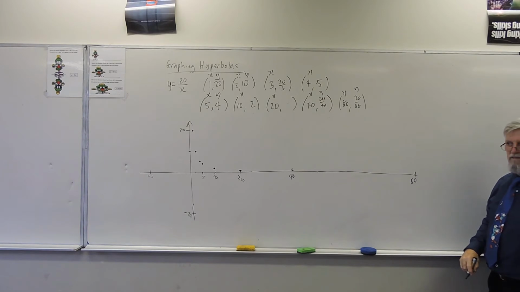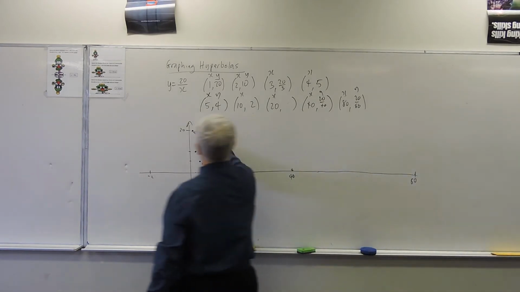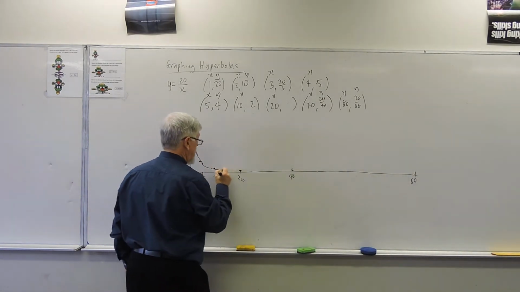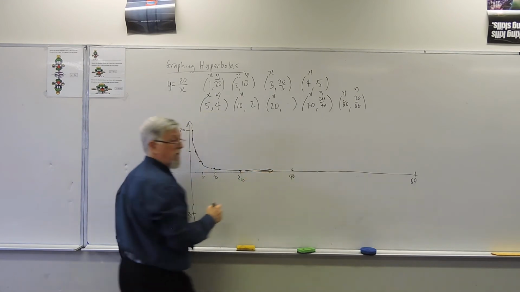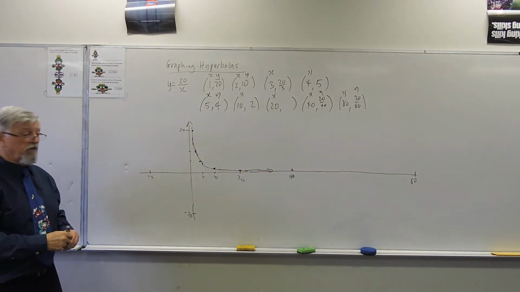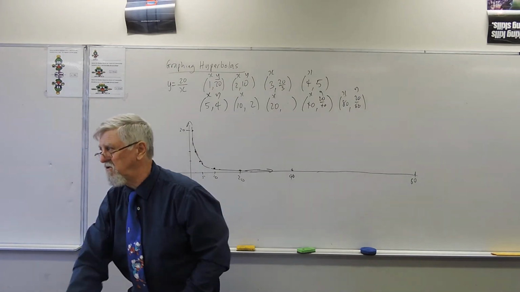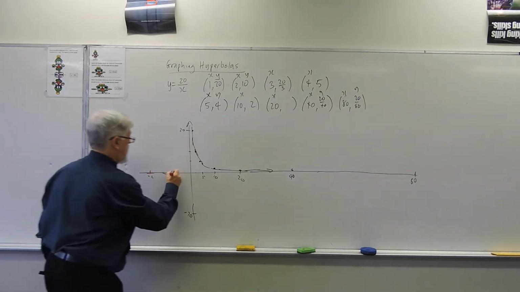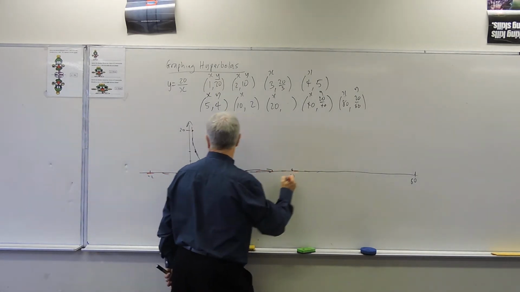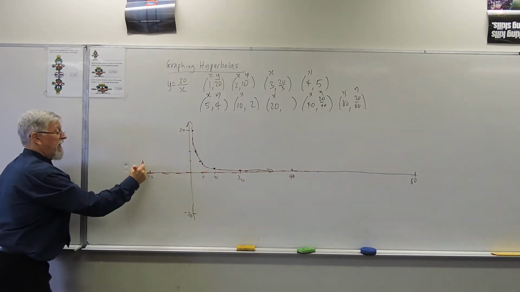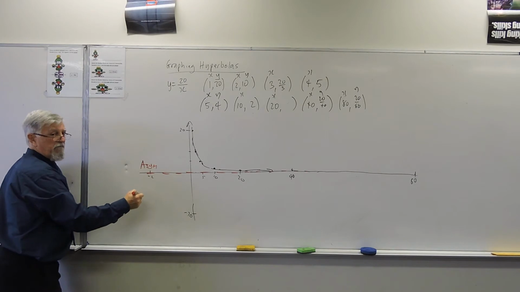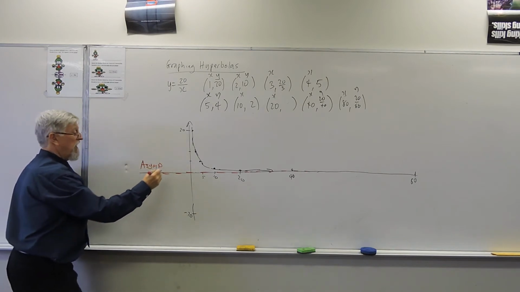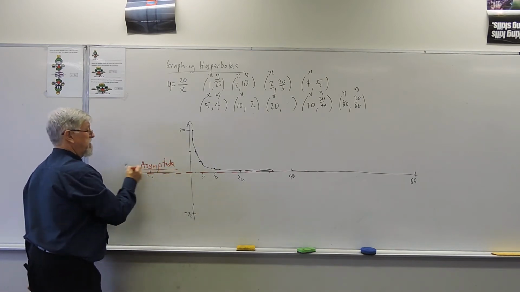Get the message? So what's the graph doing? Coming down like this, goes like that, and it goes closer and closer and closer to the x-axis. So what do we put on the x-axis to say it gets closer and closer to it? Do you remember from last year? Dotted line. And the dotted line is called an asymptote.